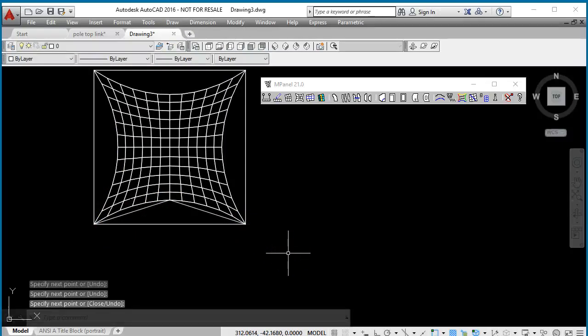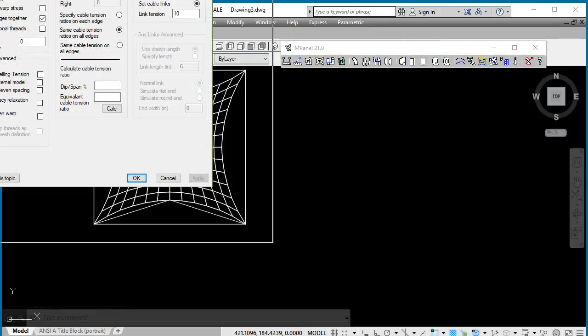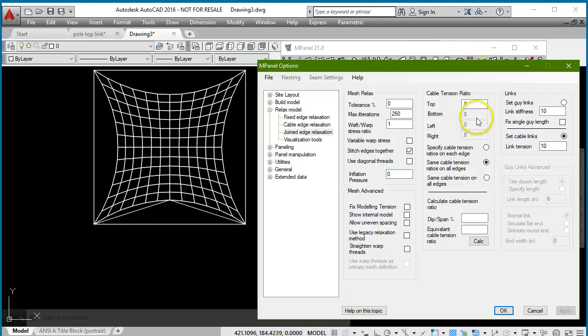And lines in MPanel can be read as one of two different kinds of link. They can either be read as a stiff link, which tries to maintain its length and will vary its tension during the relaxation. And that is suitable for instance, corner guys or links representing turnbuckles or anything like that. But in this case, we want the tension to stay substantially the same as these cables vary their length in the modelling, so we set it as a cable link.